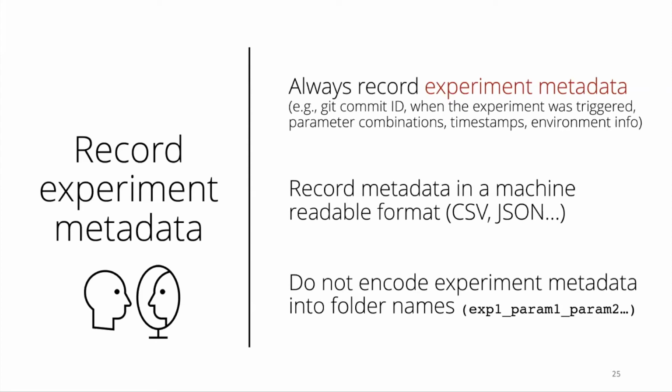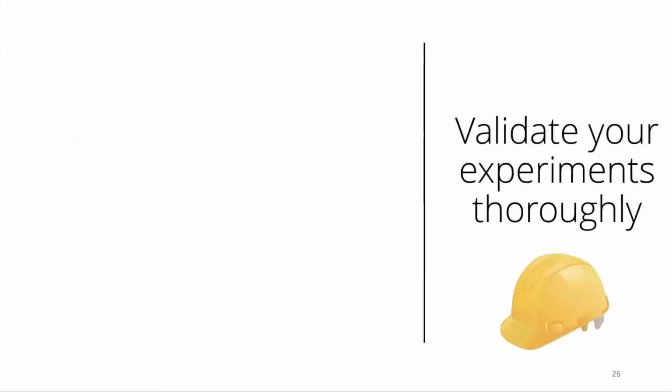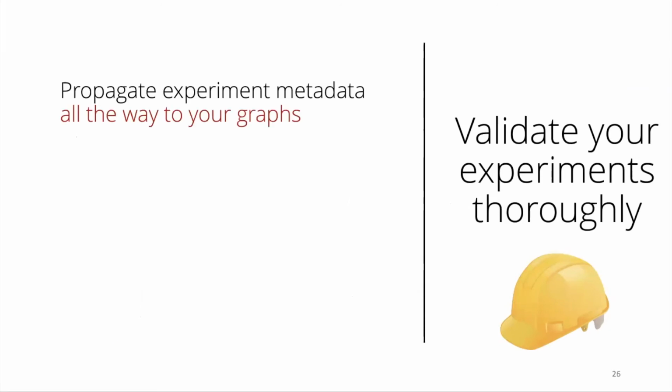The moment you have to add some kind of new parameter combination to your experiment, all your parsing code breaks. It's really messy. Just put it in a machine readable format. Now, the reason to do all of this is that it allows you to validate your experiments thoroughly at every step of this automation, right? Make sure that you propagate all of this experiment metadata all the way to your graphs.